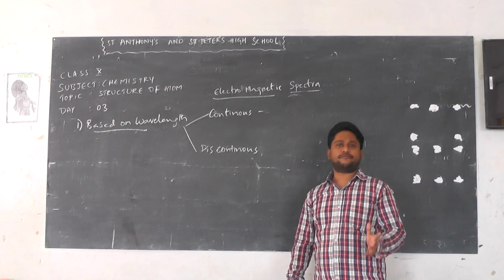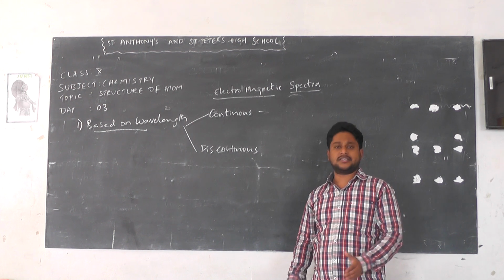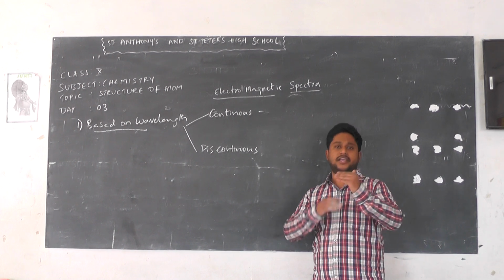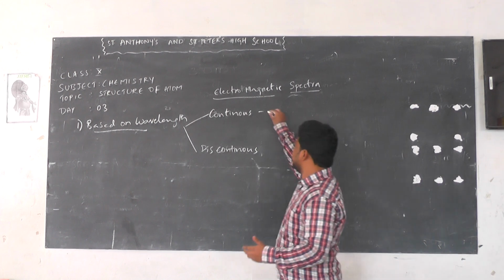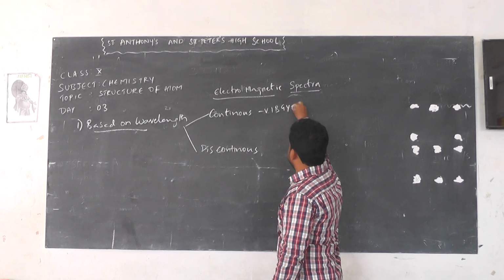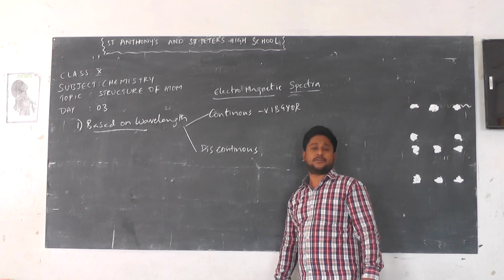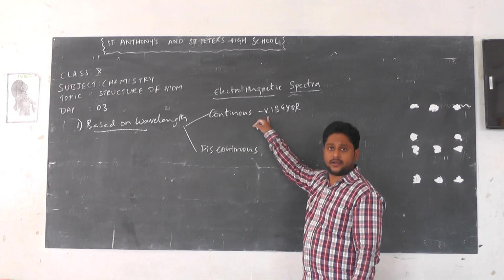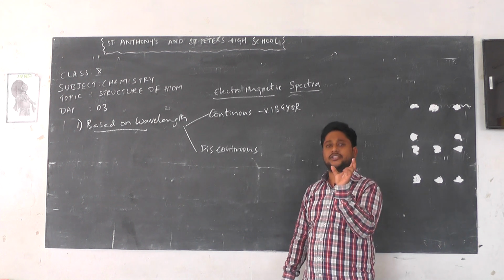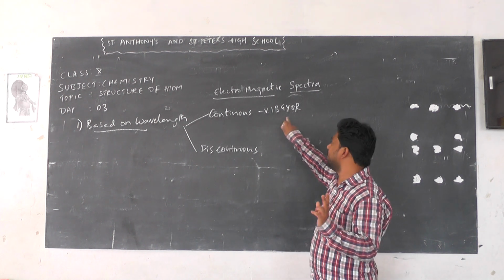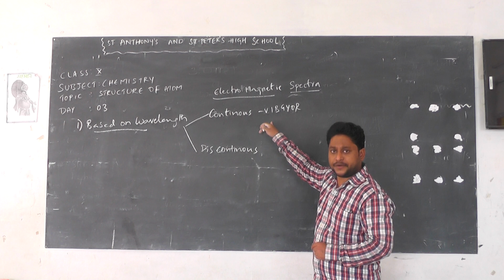Continuous spectra means a group of waves with different wavelengths are merged together. We do not see any difference between these colors. Let us see the example, that is VIBGYOR. Already we have studied about the visible spectrum. What is this visible spectrum? VIBGYOR, ranging from 400 nanometers to 750 nanometers. In that range, we have violet, indigo, blue, green, yellow, orange and red. So they have different waves with different wavelengths.